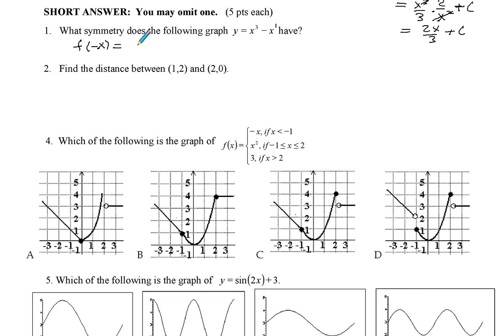So f plug in negative x is going to be negative x quantity cubed minus negative x. And a negative cubed is going to give a negative. So negative of x cubed. Double negative there is going to make a positive plus x. And that's just the same as negative of the original function f of x. So we've got origin symmetry.